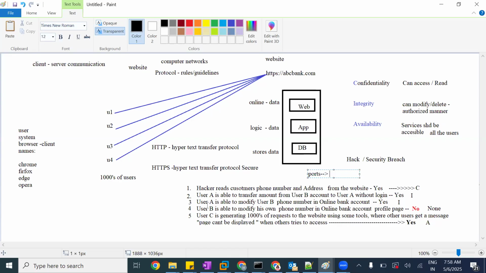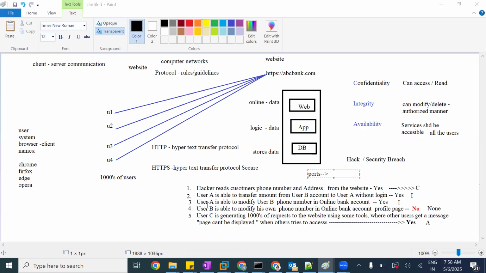Similarly, for a computer there will be ports, but those will not be physical ports. They will be virtual ports. With the help of software, we can open or close them. Okay, fine. Now, any computer will have ports.